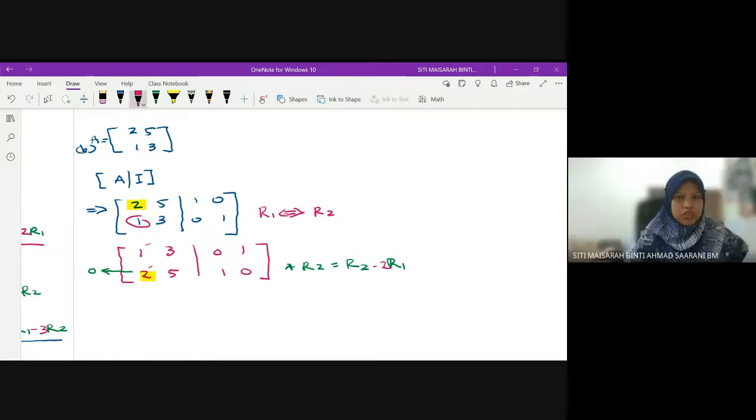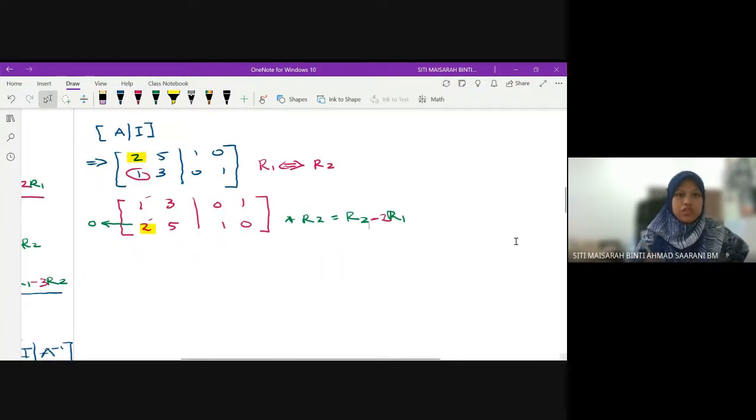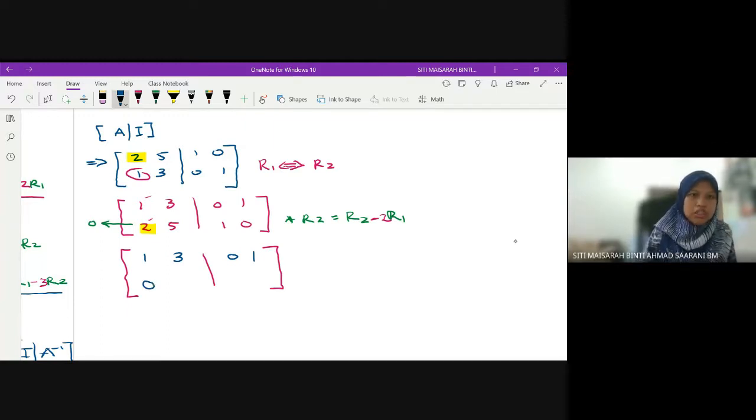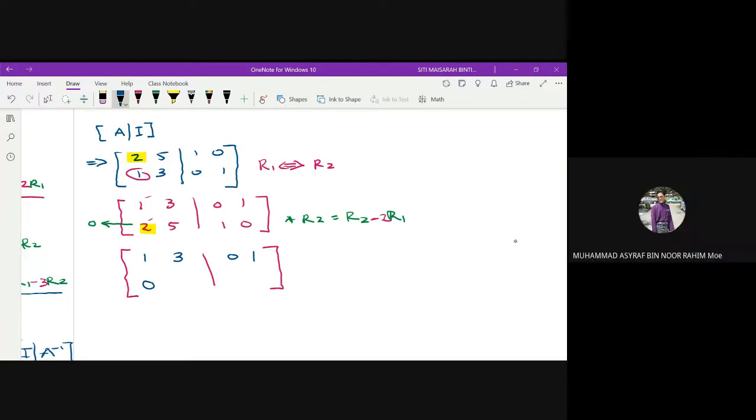Tolak. Okay, so we tolak because dia positif dengan positif lah. So jadi we changing row 2. Row 1 samalah salin. Row 1 sama 1, 3, 0, 1. And then second row is become 0 here. And then R2 minus 2 R1.